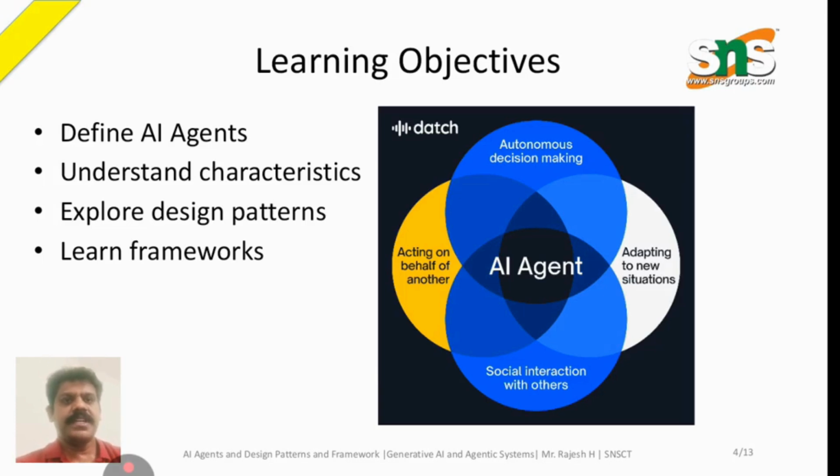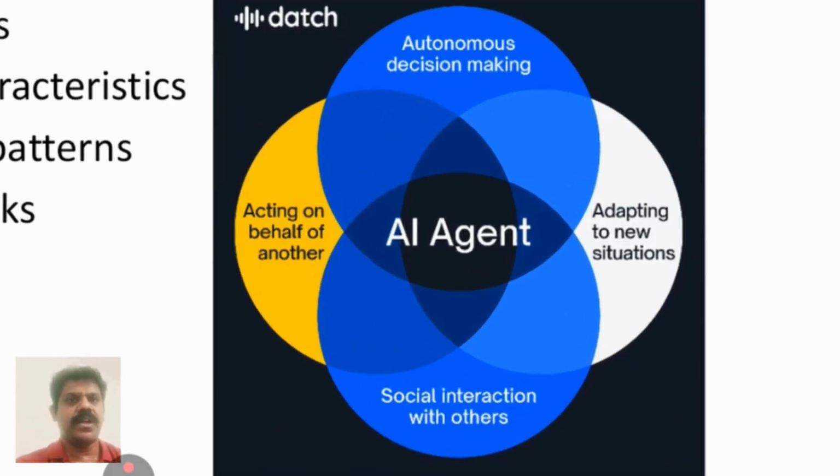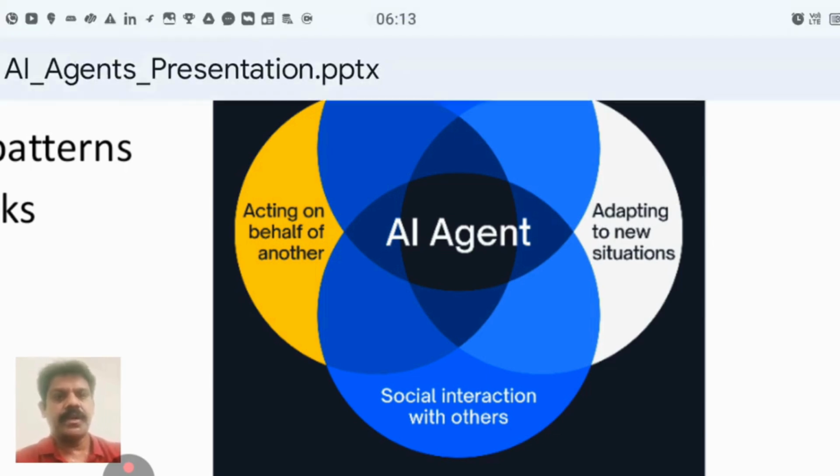Here are the learning objectives. We are going to understand what exactly an AI agent is, the characteristics of an AI agent, and also explore the design patterns and learning frameworks. It is a combination of four circles, looking like a Venn diagram. One is autonomous decision-making ability, and it is able to adapt to new situations, where social interaction is possible with all the other components, and it acts on behalf of another software or system.